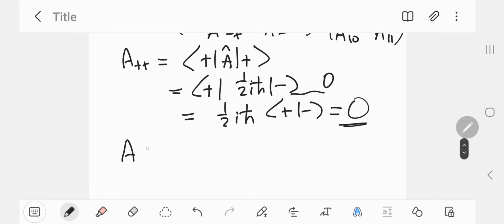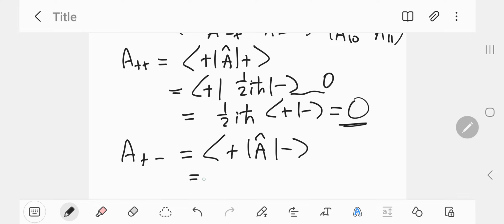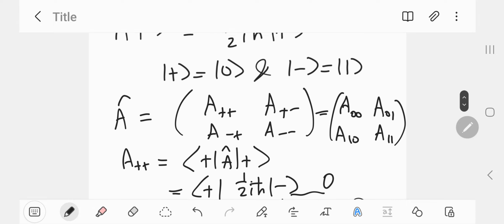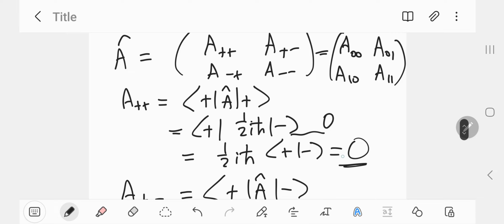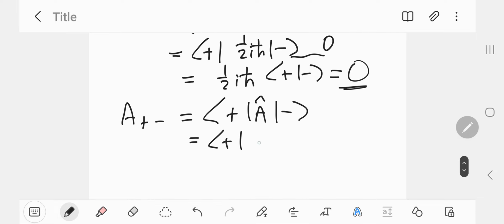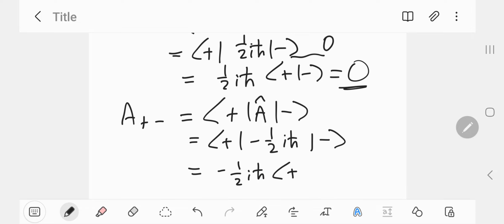Similarly, let's do A plus minus. That's just plus with A hat acting on minus. A hat acting on the minus state is just this here, so let's plug it in: minus a half i h bar minus. Take out the minus a half i h bar, and once again we end up with 0.